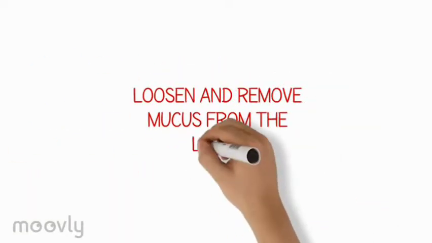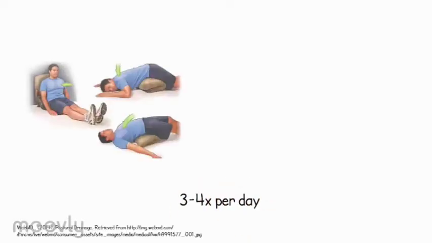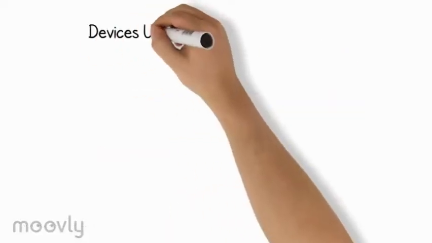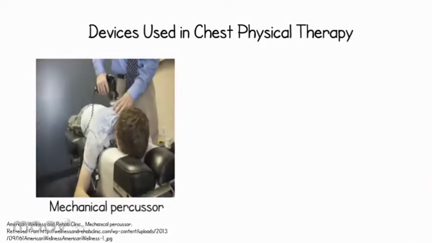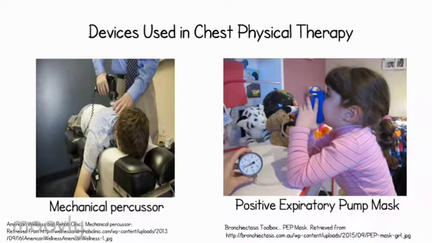A second type of treatment is chest physical therapy, which serves as a way to loosen and remove mucus from the lungs. This should be done 3 to 4 times a day, and it involves repeatedly pounding one's chest and back in order to dislodge the mucus. As it might be physically demanding for some people, there are devices such as mechanical percussors or a positive expiratory pressure mask, which both serve the purpose of clearing mucus from the airways.